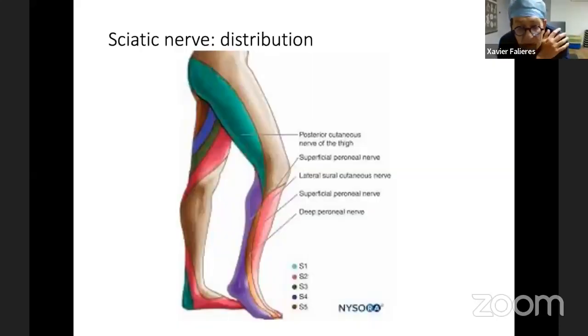Then a little bit more difficult, I would say, but a very important block is the sciatic nerve block. You see here the distribution of the sciatic nerve to the posterior cutaneous nerve of the thigh, the peroneal nerve, the sural, the superficial peroneal nerve, and the deep peroneal nerve. But don't forget the saphenous nerve for this part, which still depends on the femoral.